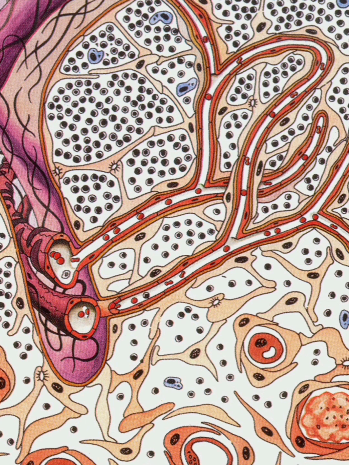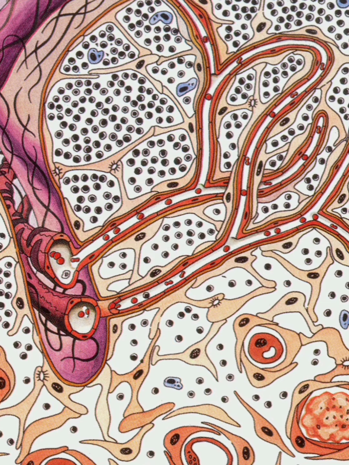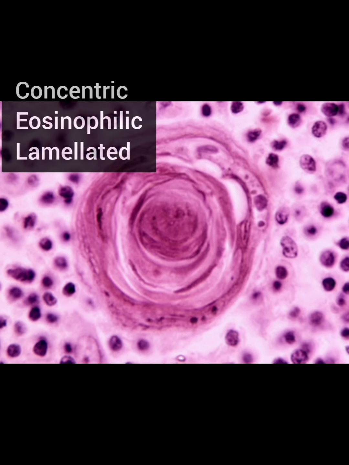In the medulla, degenerating reticuloepithelial cells can form concentric lamellated bodies, Hassall's corpuscles. These are features of identification for thymic tissue. This is how they appear: concentric eosinophilic lamellated bodies.